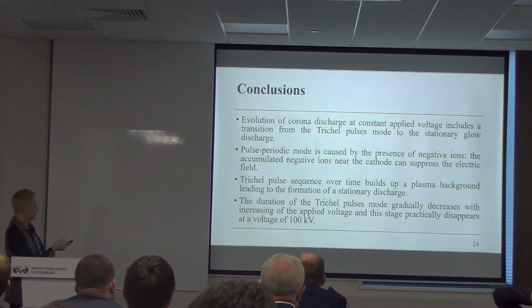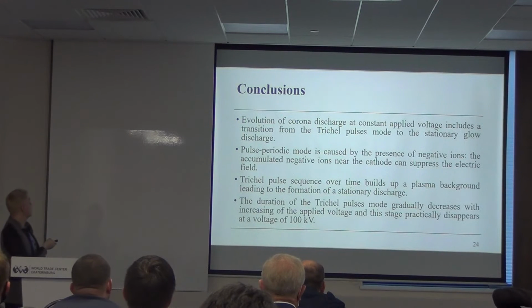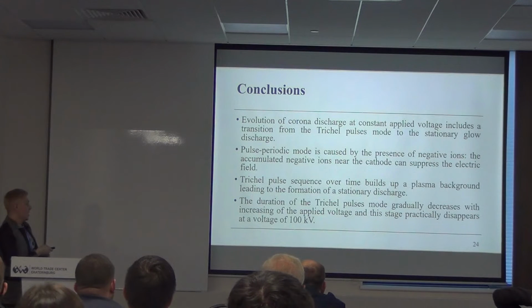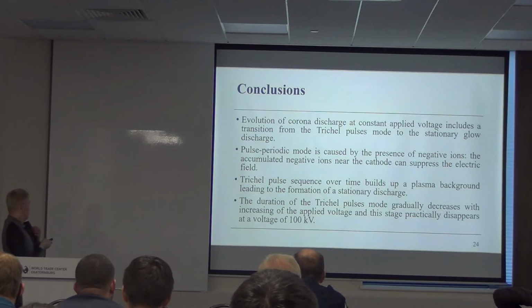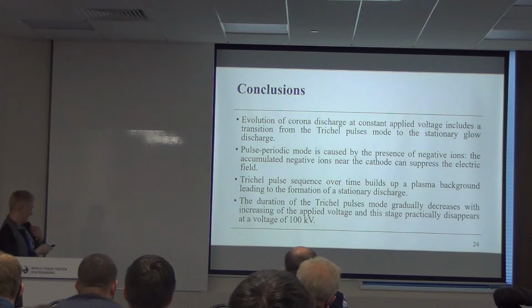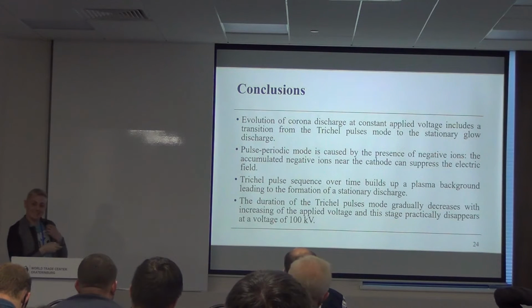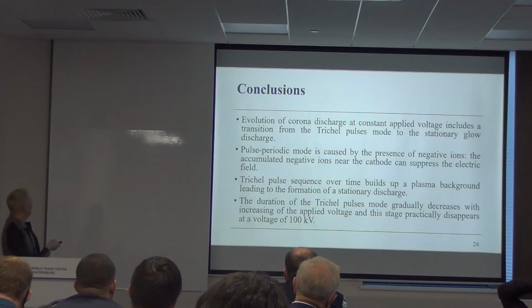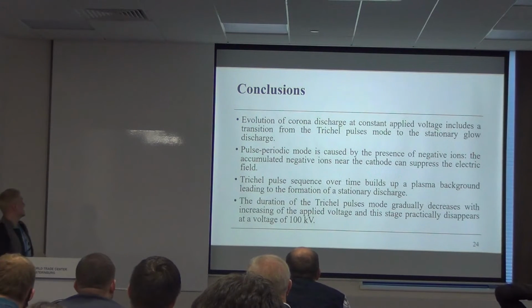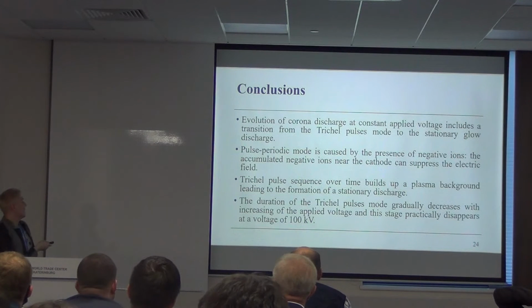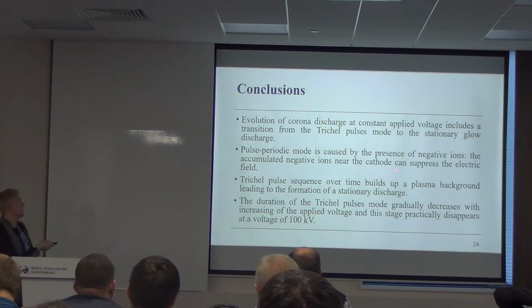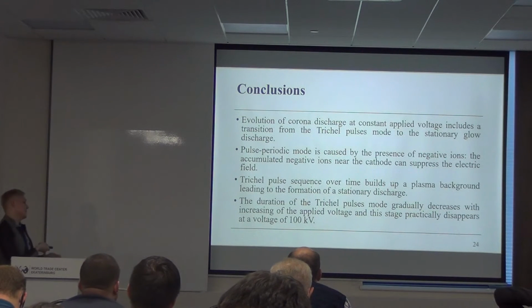And now, finally, you can see the conclusions. The evolution of corona discharge at constant voltage includes two stages: a Trichel pulses mode, and a transition to the stationary glow discharge. The pulse mode is caused by the presence of negative ions. Negative ions suppress the electric field near the tip.